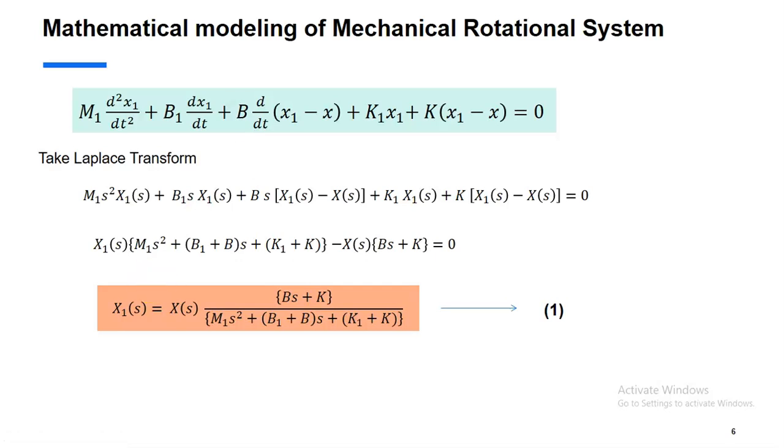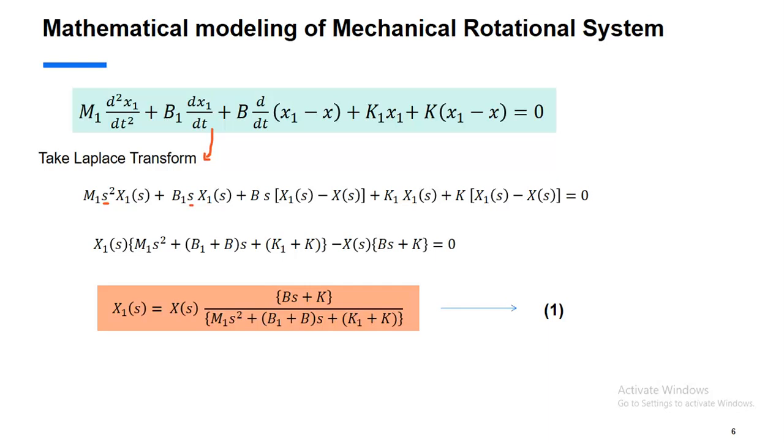Now you have to take a Laplace transform of this equation. So m1 is a constant, d square. When you find d square and take a Laplace transform, it is s square. When you find d by dt and take a Laplace transform, it is s. If you take a Laplace transform of x1, it is x1 of s. This x1 is varying with respect to time, so it is x1 of s.